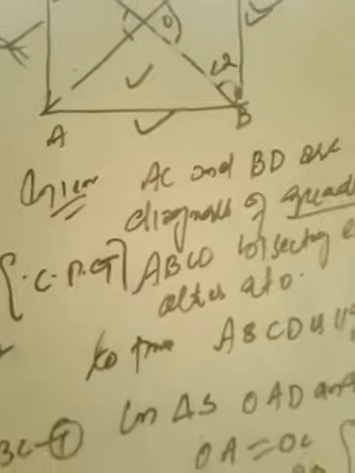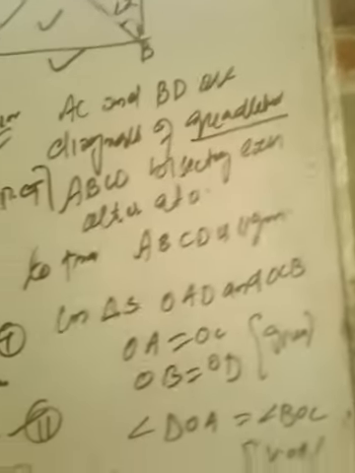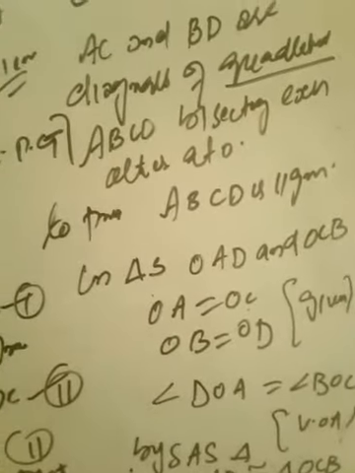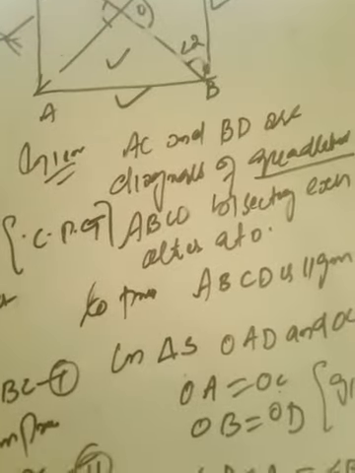So this was all about this theorem. What were we given? We were given a quadrilateral whose diagonals bisect each other. We were required to show that this is a parallelogram. So with the help of congruence, we proved this theorem.